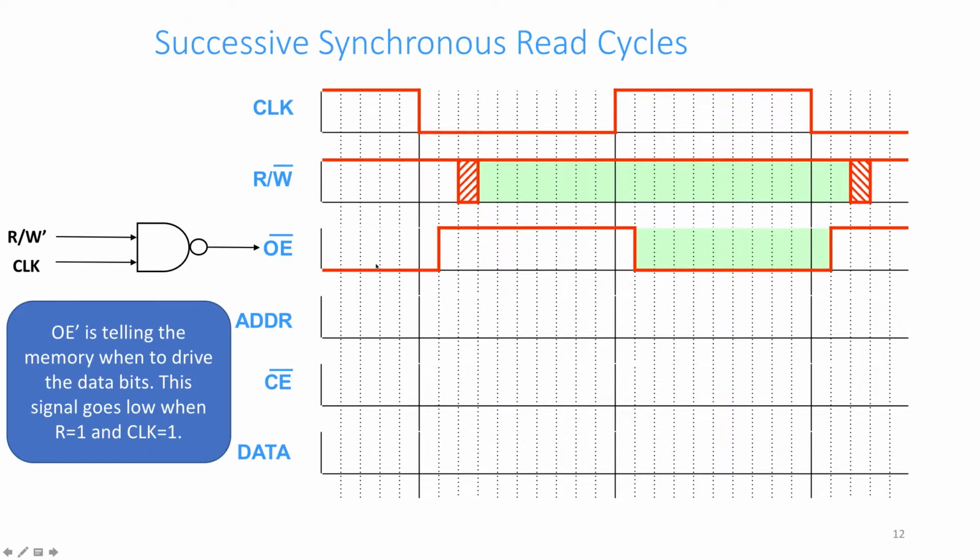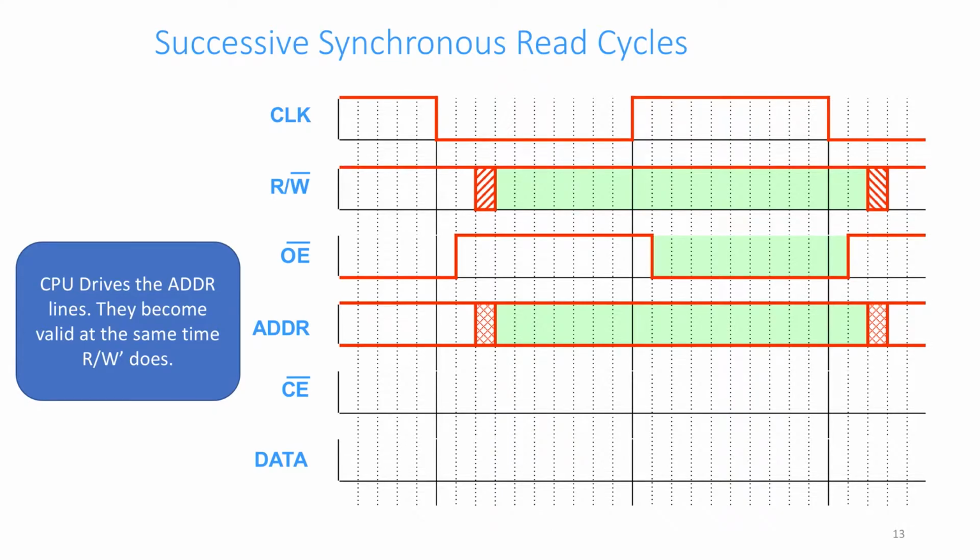OE was 0 because we were doing a read on the last cycle, and then we're going to do a read on this cycle, but we're going to have to transition that OE back down to 0 later on when the clock goes high, based on this logic. That's just a symptom of the way that this circuitry is set up.